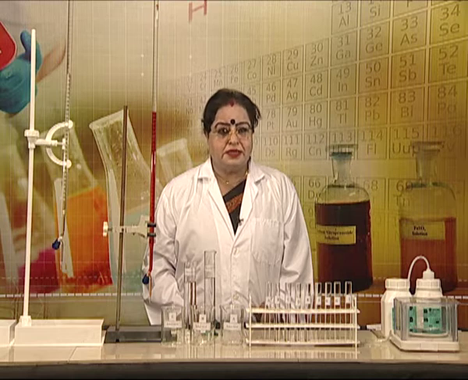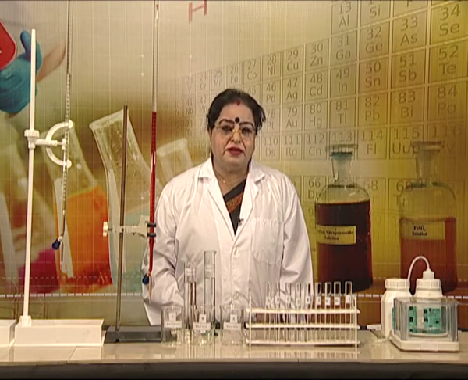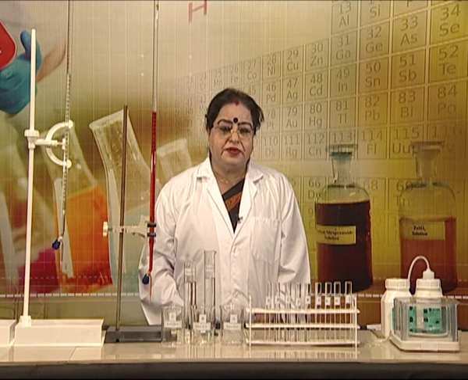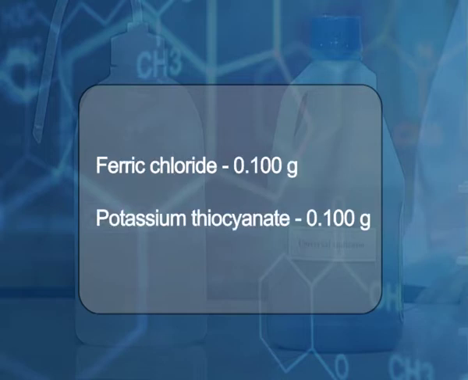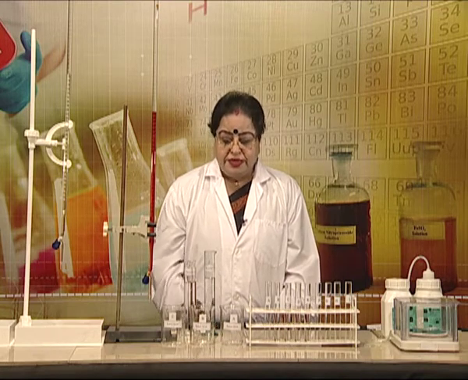So, let us start doing the experiment. For this we will be first taking ferric chloride, and the amount we will be taking is 0.100 gram. Similarly, the amount taken for the potassium thiocyanate is 0.100 gram. The apparatus required for this experiment is shown here.